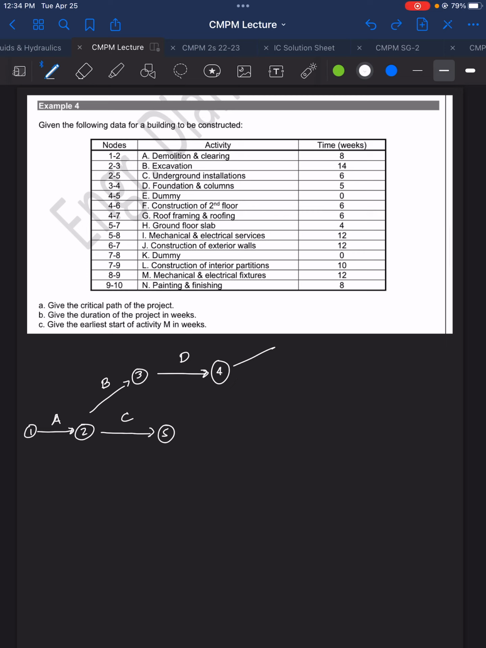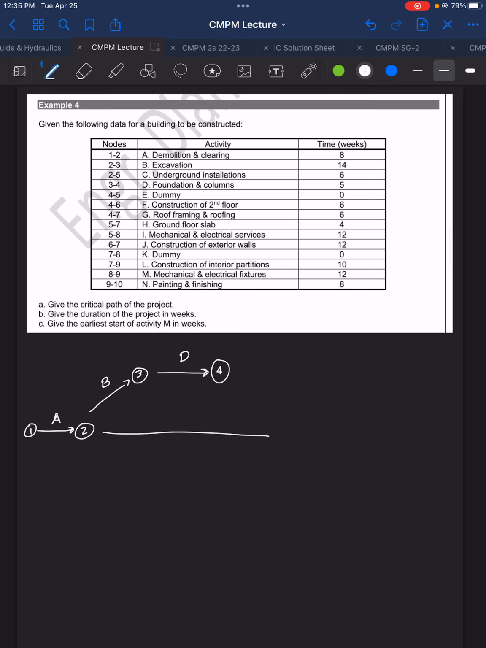So that's weird. So we have here 5. Okay, so we have node 5 here already. So 5. Therefore, one of them will proceed here. So we will extend activity C. And here we have a dummy activity 4 and 5.